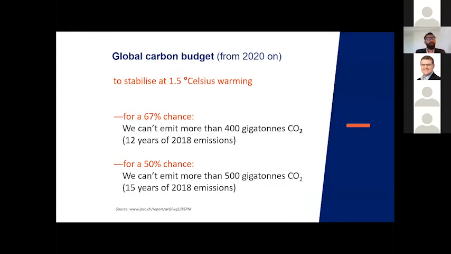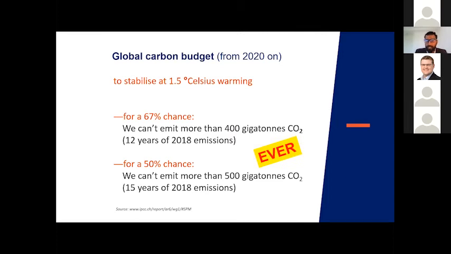Another concept that's important to understand is the idea of a carbon budget. We can only emit so much carbon before we start to see the planet going above 1.5 degrees, going above 2 degrees. To stabilize the planet at only 1.5 degrees above pre-industrial levels, for a 67% chance, we can only emit 400 gigatons of CO2, and that is ever.